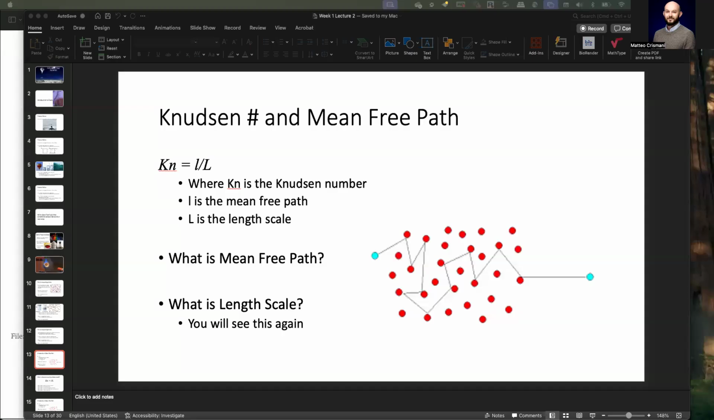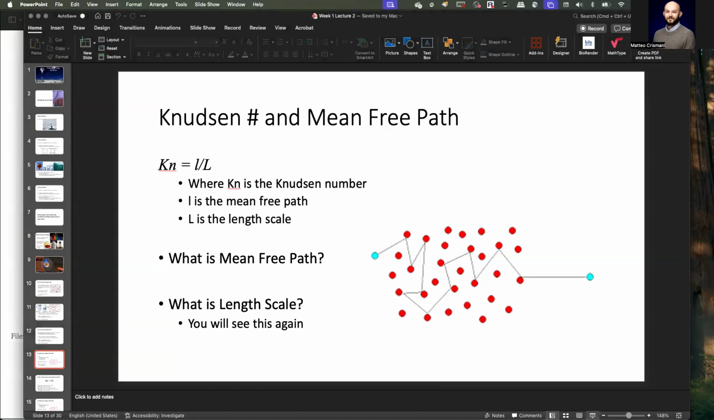Scale. Good. And what does that mean? What is the mean free path? Like, what are we talking about? The longest distance you can go without hitting stuff. Very close. I wouldn't use the word longest, but like an average distance.